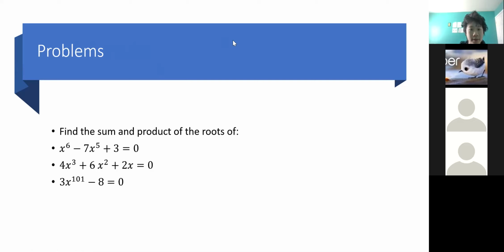So some problems here. Find the sum and product of the roots of these 3 polynomials. I'll give you guys 5 minutes and I'll call on you. I'll first take volunteers, and then I'll call on people if there are no volunteers.